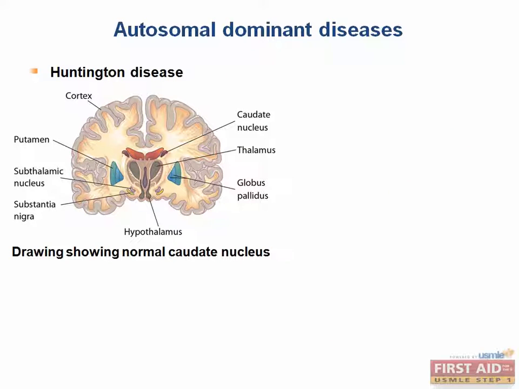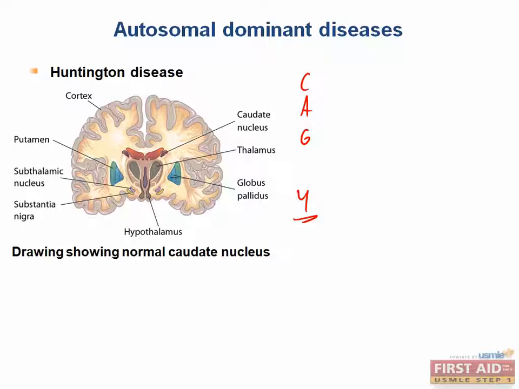Huntington disease is a trinucleotide repeat disease caused by a CAG repeat on chromosome 4. You can remember this with the mnemonic hunting for food. This disease only affects patients once they reach a certain age, usually between 20 and 50.